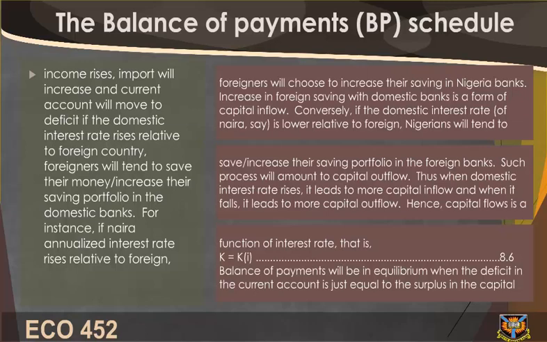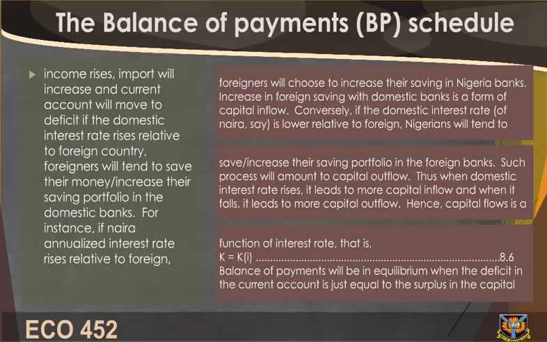Conversely, if the domestic interest rate of Naira, say, is lower relative to foreign, Nigerians will tend to increase their saving portfolio in the foreign banks. Such process will amount to capital outflow. Thus, when domestic interest rate rises, it leads to more capital inflow, and when it falls, it leads to more capital outflow. Hence, capital flow is a function of interest rate.